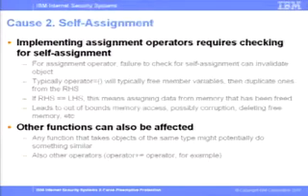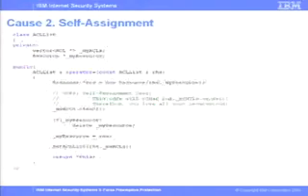Other functions can also be affected as well, like if you have any other member function that takes an object of the same type and you accidentally pass an object to itself or something like that. And also maybe other operators such as operator plus equals might be interesting. We've got a real simple example of that here.